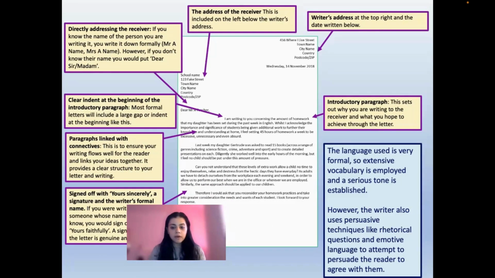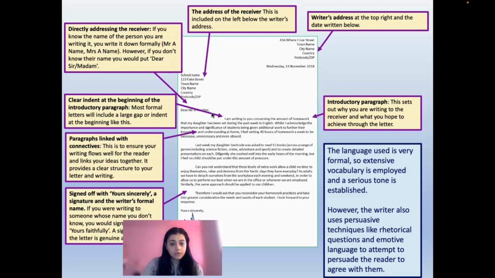So, let's talk a bit about the structure of a letter first, okay? So, as we may know, we need addresses on letters. So, the writer's address, which is your address, is going to be at the top right, and the date should be written below. So with all addresses, you can make them up. So the address of the receiver, so who you're writing to, should be on the left below the writer's address, so below your address.